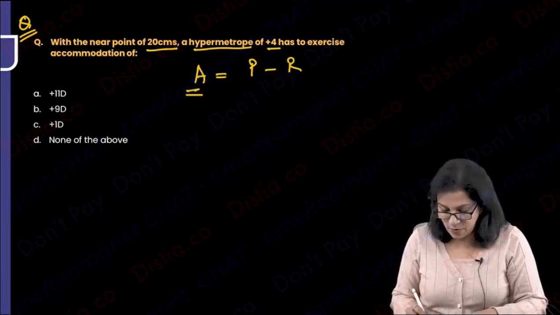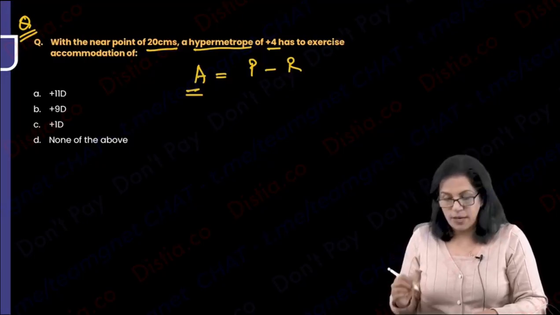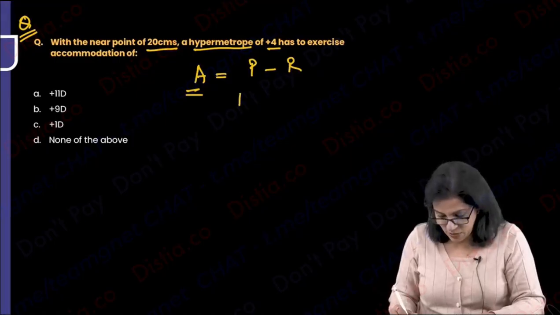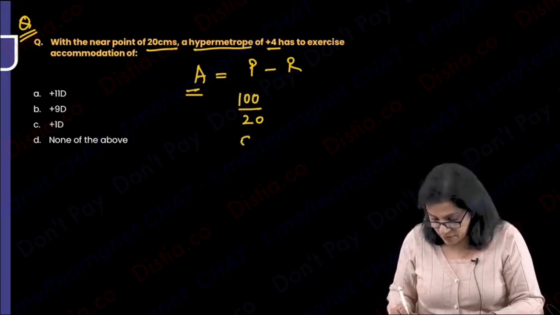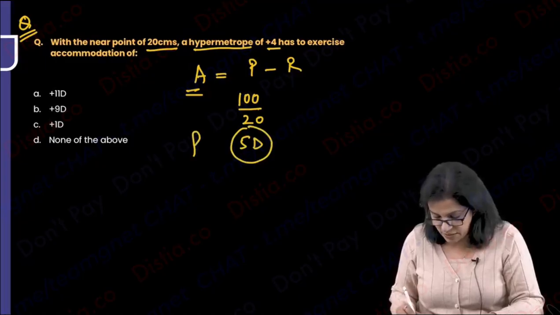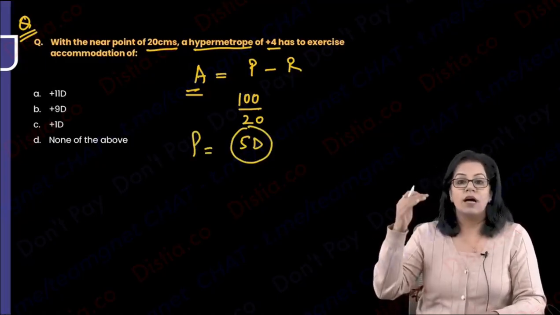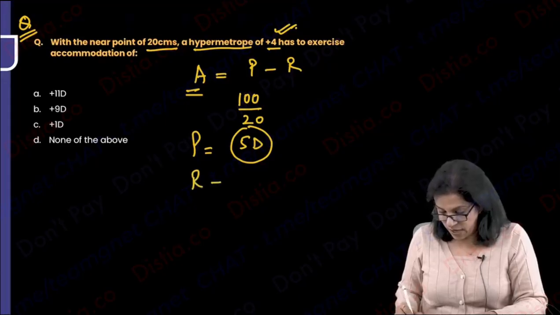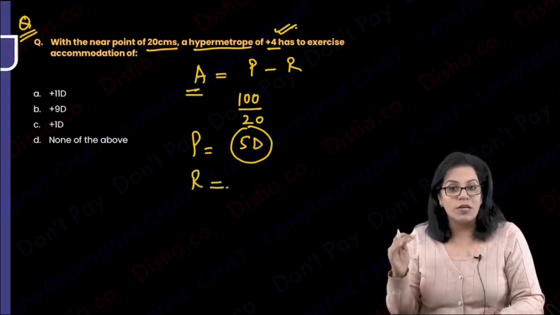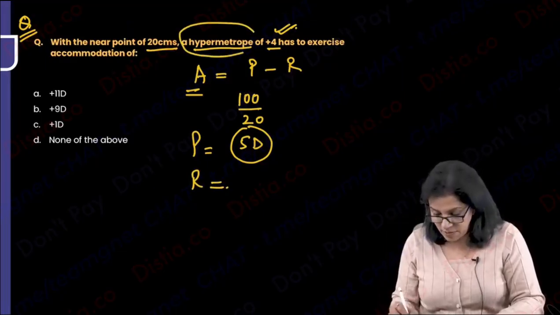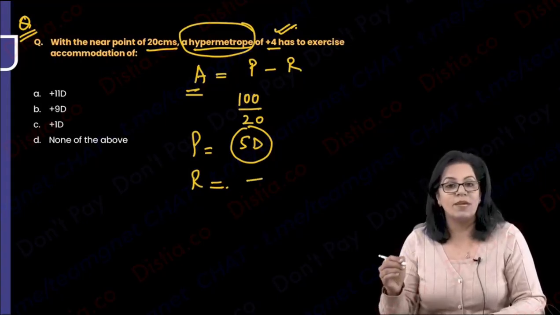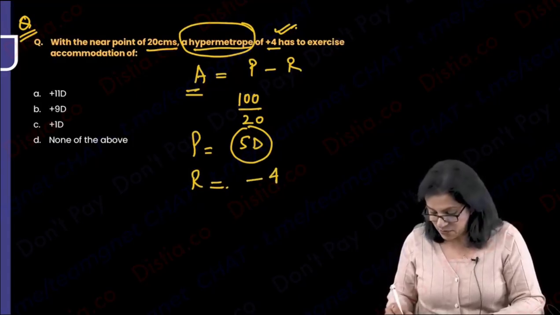Now what is the power at near point? Near point is 20 centimeters. So 1 upon 20, it has to be in meters, so it becomes 100 upon 20. Correct? So this is the power, that is 100 upon 20. Okay? So 5 diopters will be the power at the near point, so P is equal to 5 diopters. Come to the power at the far point. It's already given here that it is +4 of hypermetropia. So the value is 4. But what is important, because this patient is a hypermetrope, we always take it as negative because the far point of a hypermetrope is behind the eye. So we are going to put it as -4.